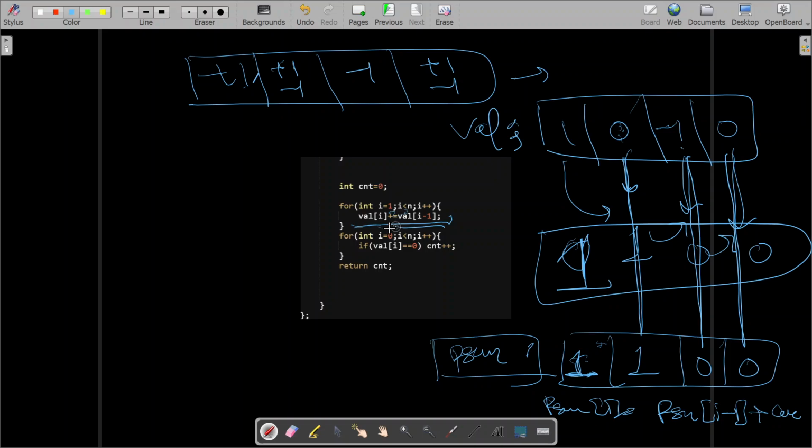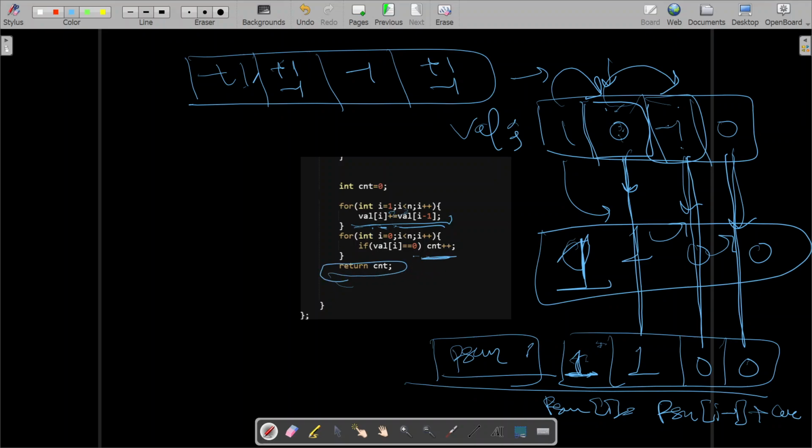Value of i plus equal to value of i minus 1, because when you are at a position, you are adding the previous value into this one, which is already updated. So this way you have performed this, and now I am keeping a count of how many zeros there are. That count will be our answer.